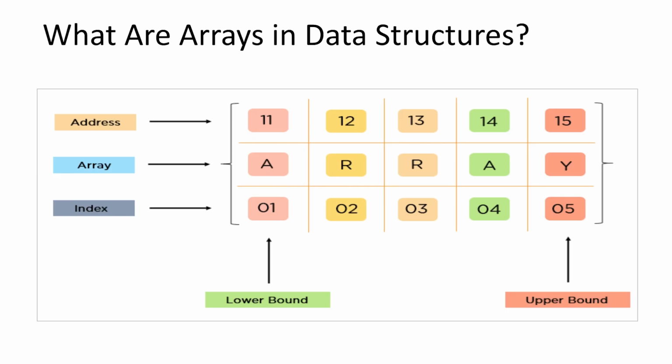Here, the node where we store A is the lower bound address, and the last character Y is stored at the node that is the upper bound of the address. When we call a node from the free space memory, a node has its own address, and we can insert a new item inside the node. In this graph, each and every node has an address: where we store A the address is 11, R has address 12, again R has address 13, again A has 14, and the last element Y has address 15.